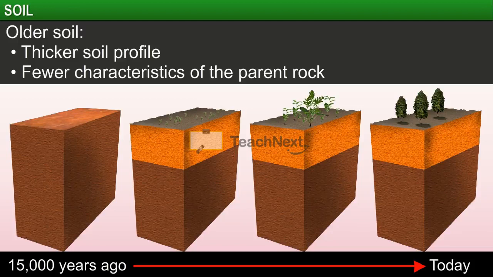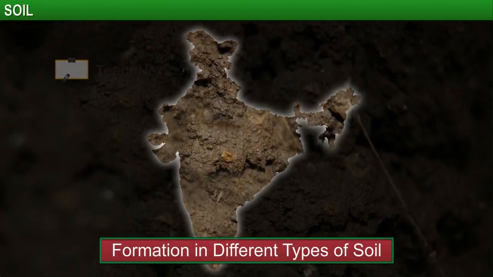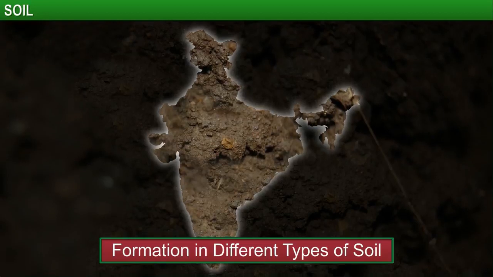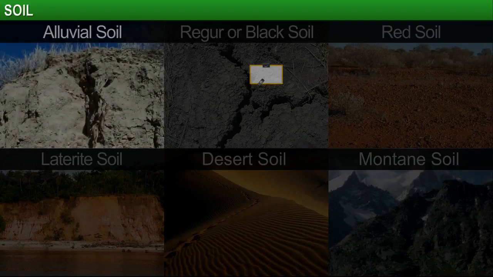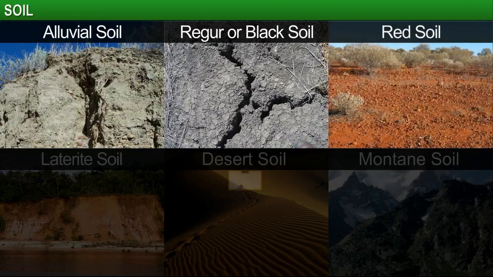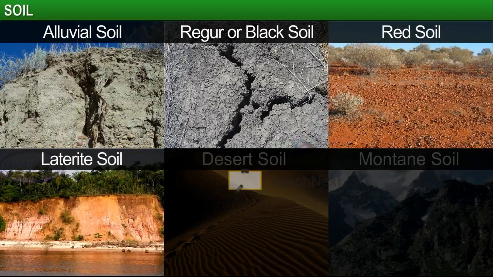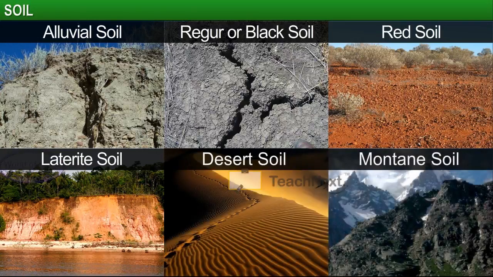However, due to the introduction of other matter in the soil over time, older soil retains relatively fewer characteristics of the parent rock. All of these factors together result in the formation of different types of soil. The types of soil found in India include alluvial, black, red, laterite, desert, and montane soil.